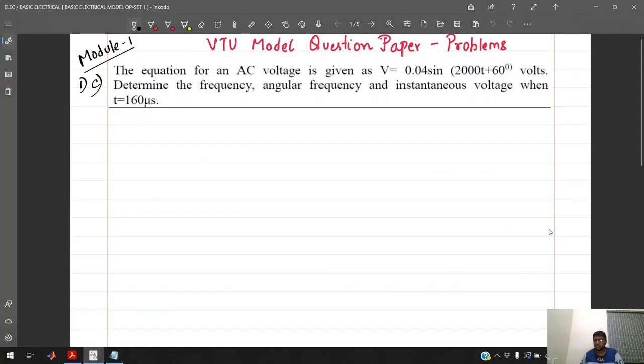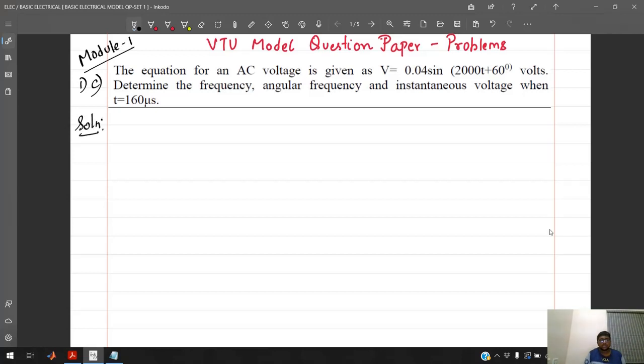Coming to the 1C question, put out by VTU in set 1. 1C tells you that the equation for an AC voltage is given as V = 0.04 sin(2000t + 60 degrees) volts. Determine the frequency, angular frequency and instantaneous voltage when t = 160 microseconds. So let us start solving now.